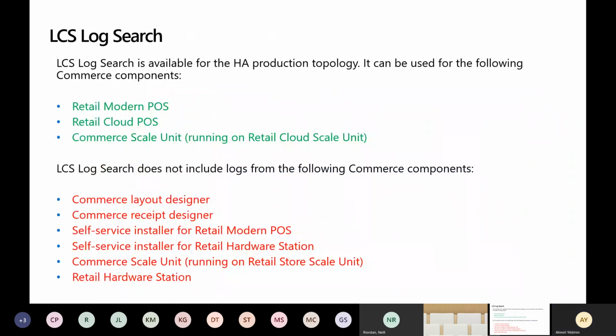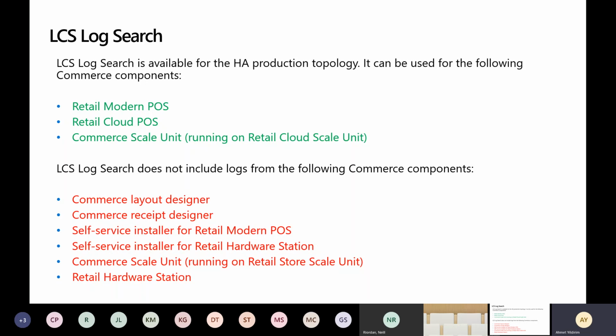So if we leave aside the Event Viewer, let's pass to the LCS Log Search. What component data can we find in the LCS Log Search? We can find the Retail Modern POS, Retail Cloud POS, and the commerce scale units running on the retail cloud scale unit, not the store version.